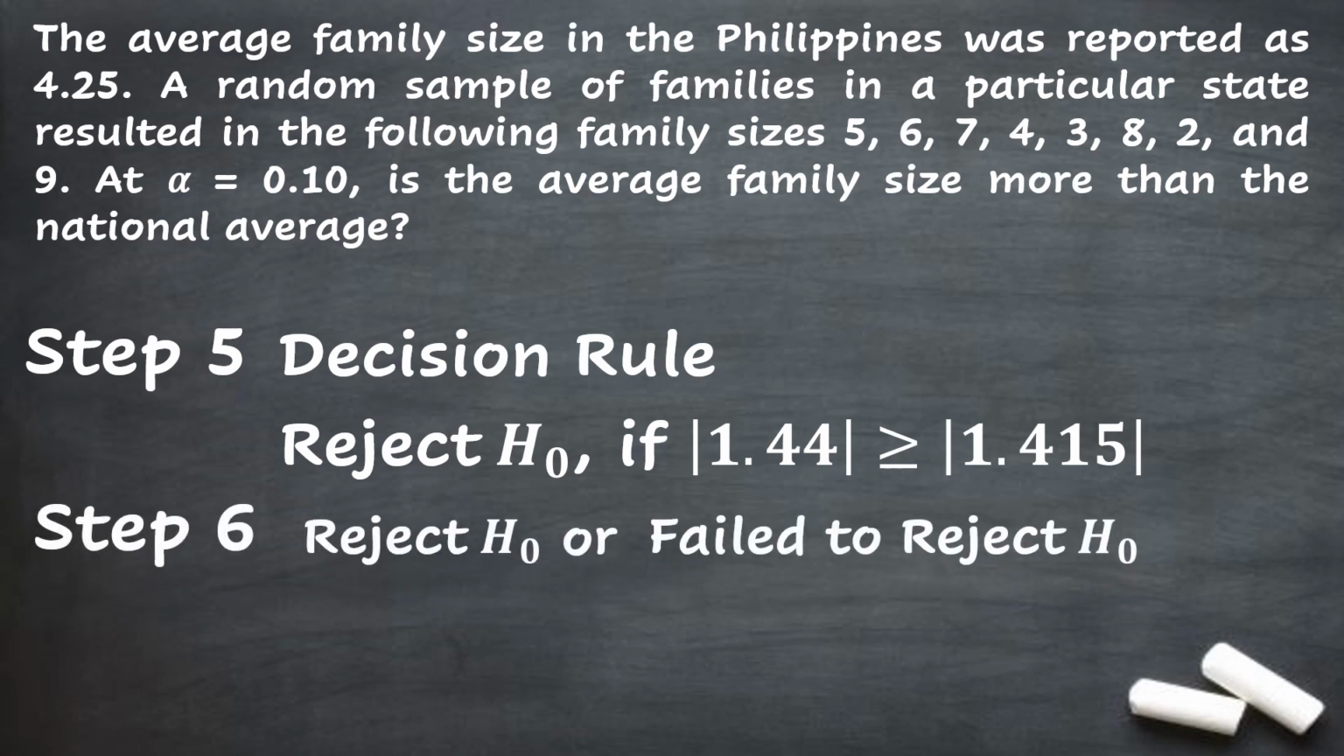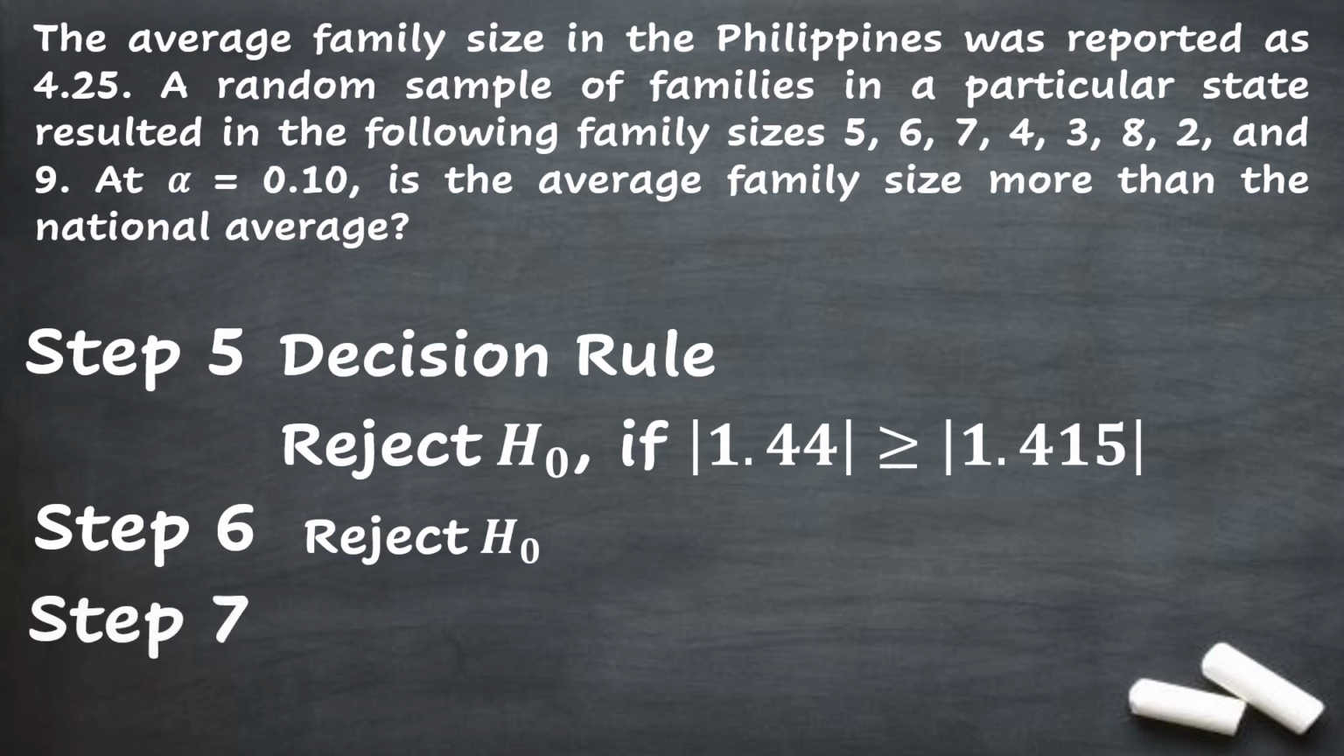Step 6, we have to identify if we reject the null hypothesis or we fail to reject the null hypothesis. To check this, we go back to step 5 and check if the given mathematical statement is true or false. We have the absolute value of 1.44 is greater than the absolute value of 1.415. Obviously, this is correct, or this is true, so we reject the null hypothesis.